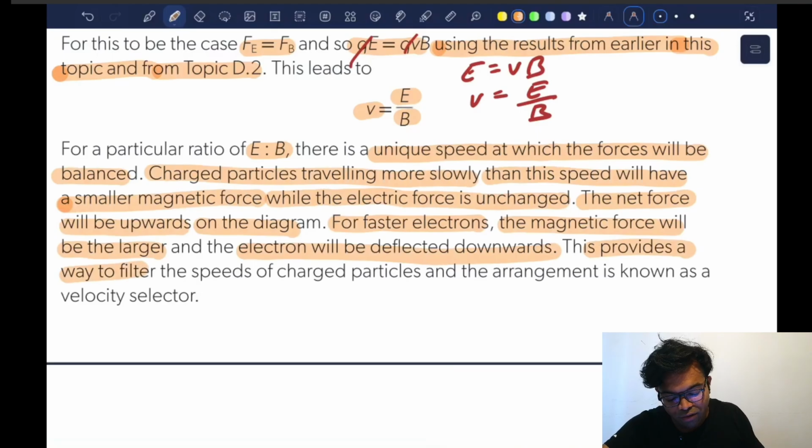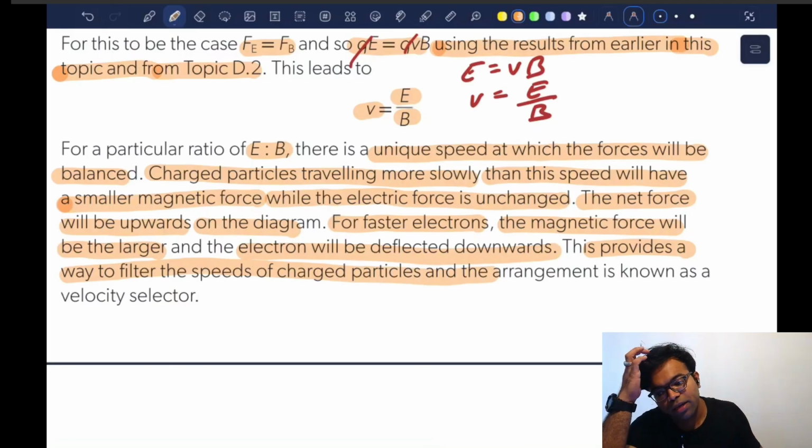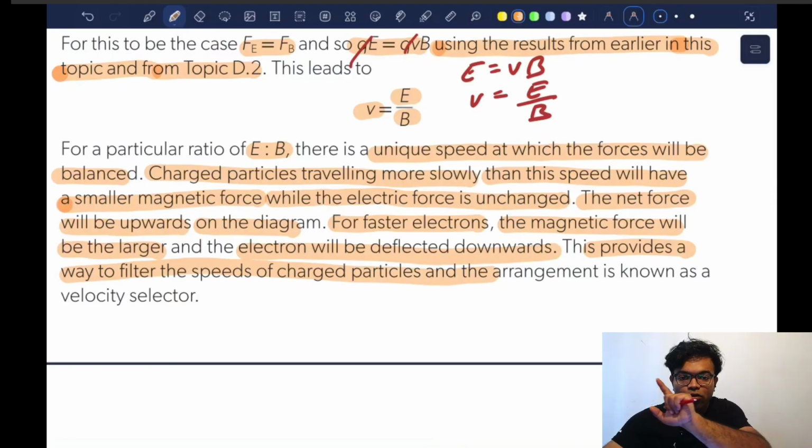This provides a way to filter the speed of a charged particle, and the arrangement is known as the velocity selector. So if you have a higher velocity, then you will have a higher magnetic force and the electron will go downwards. Higher velocity means the magnetic force acting on the charged particle will be more, so you'll have a downward force like this. For a lesser velocity, the electric force will win. Therefore the electric force will make the electron or the charged particle move in the upward direction.